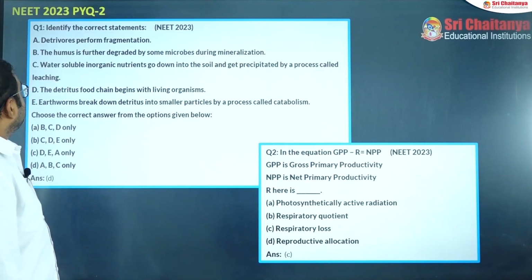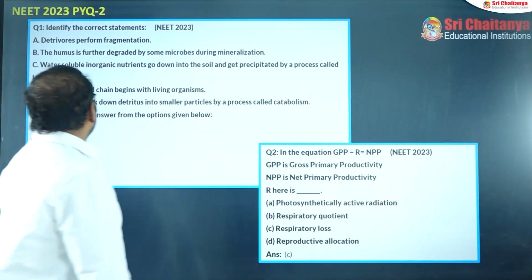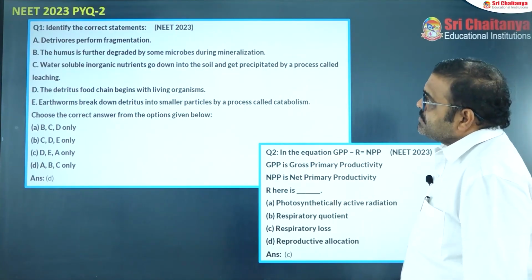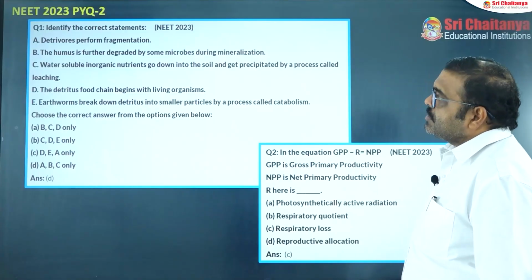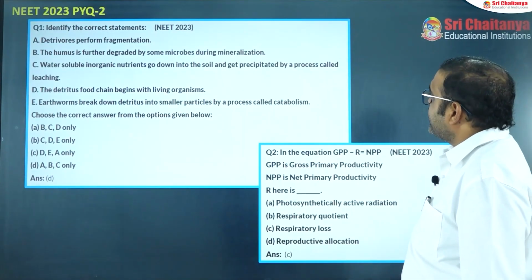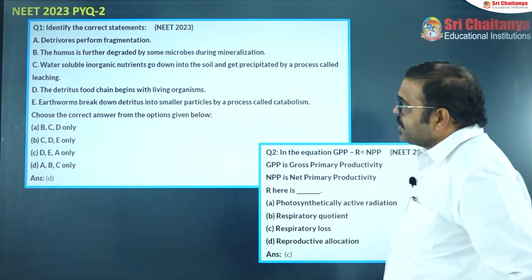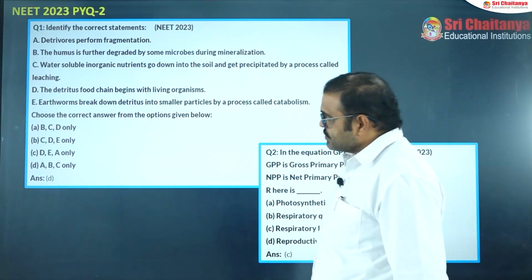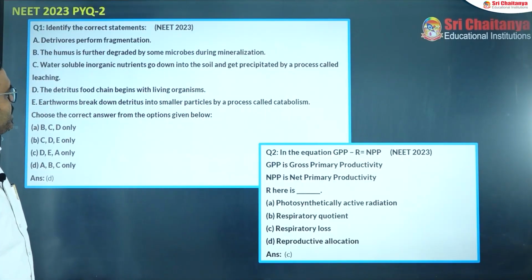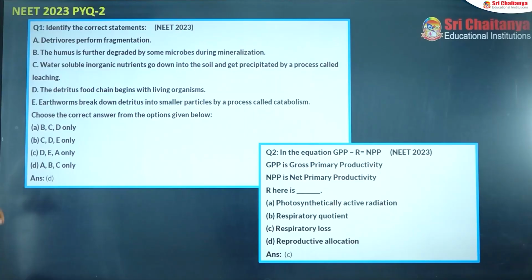Next one is from the 2023 questions. There are two questions from this part. Here the detritus undergoes fragmentation. The humus is further degraded by some microbes during mineralization. Water-soluble inorganic nutrients go down into the soil and get precipitated by the process called leaching. The detritus food chain begins with living organisms. The E statement is earthworms break down detritus into smaller particles by a process called catabolism. Among these, you need to consider the D statement: the detritus food chain begins with dead matter.